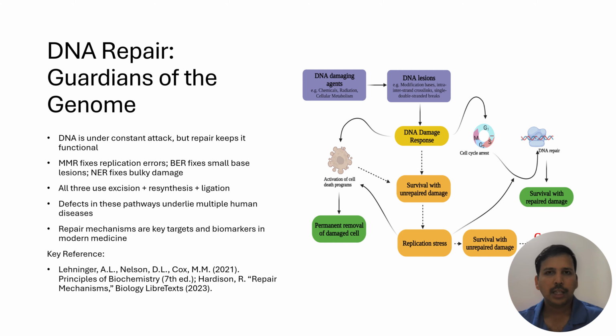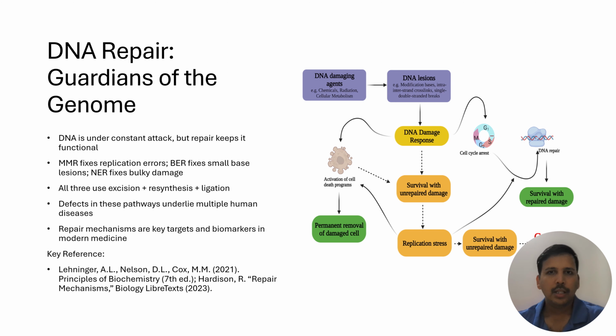All three follow the same core logic. Recognize the problem, cut it out, copy from the good strand, and paste the backbone together. When these guardians fail through inherited mutations or somatic defects, cancer, premature aging, and other diseases follow. Lynch syndrome, xeroderma pigmentosum, and BER-related cancer risk are just a few clear examples.